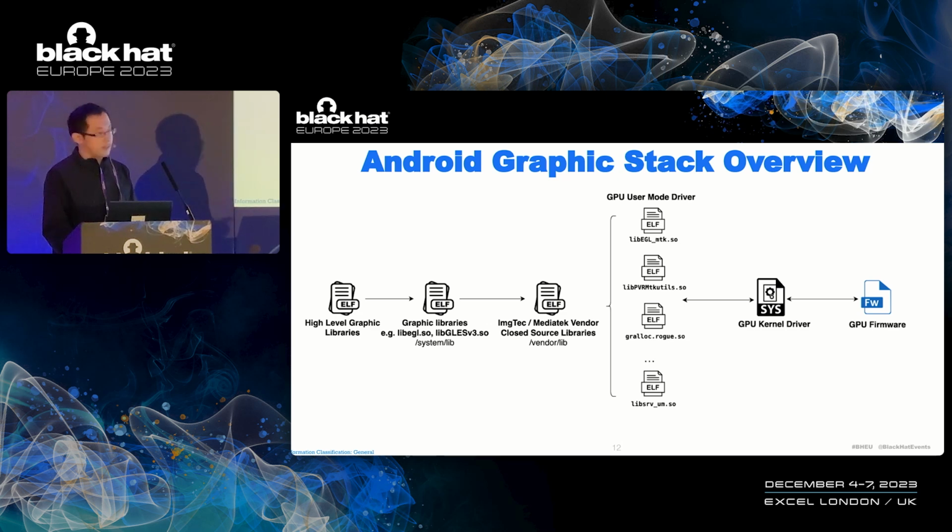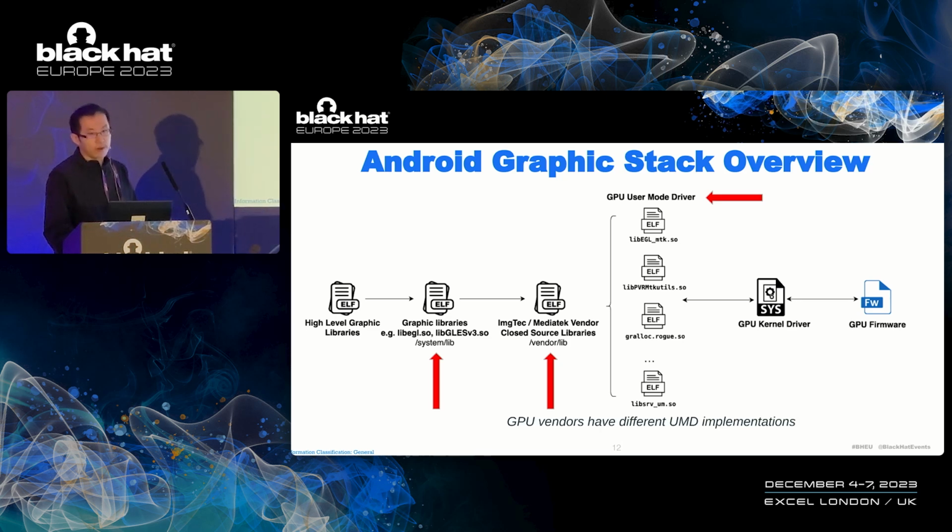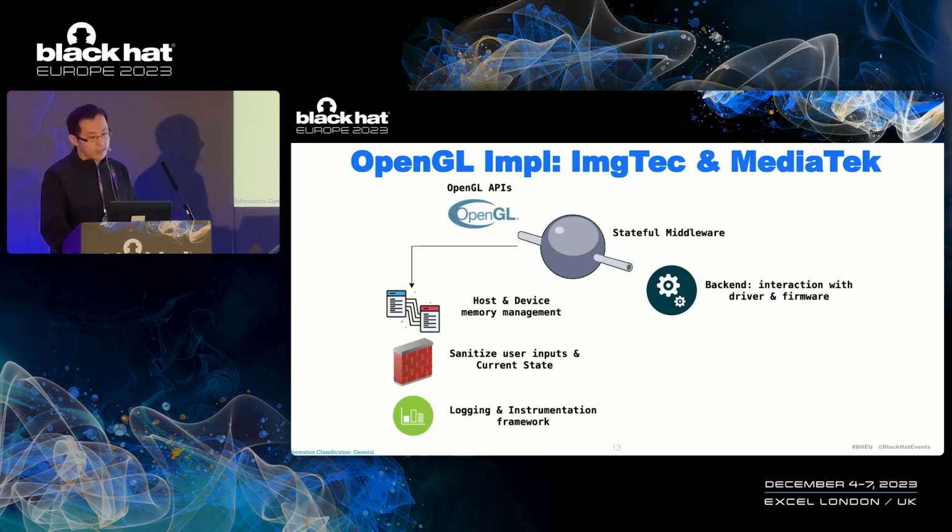So essentially, the high-level libraries involve graphic libraries in the system directories, and the system libraries invoke vendor libraries, which actually implement all the standard OpenGL, Vulkan APIs, and this is the part we focus on. These vendor libraries are usually called the user mode drivers, or the Android game drivers sometimes. Essentially, these drivers interact with the GPU driver, and the GPU driver interacts with the GPU firmware. Of course, different GPU vendors may have very different implementations of these standard APIs.